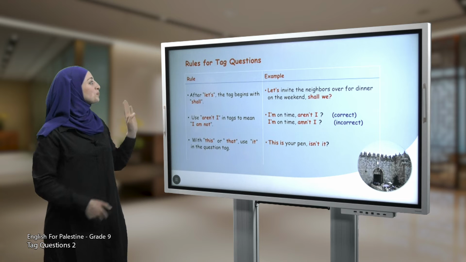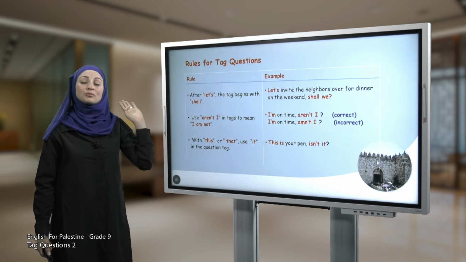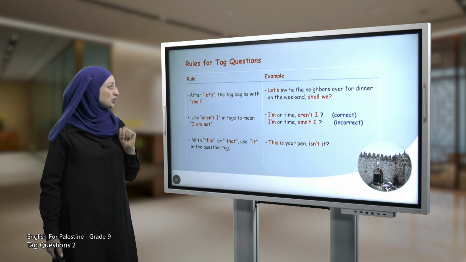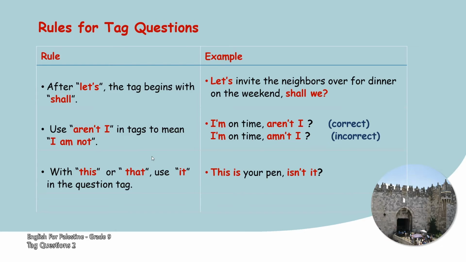Let's continue. Here are the rules that you have to follow when you make tag questions. Rule number one, after let's, the tag begins with shall. Example, let's invite the neighbors over for dinner on the weekend. The tag question here, shall we?